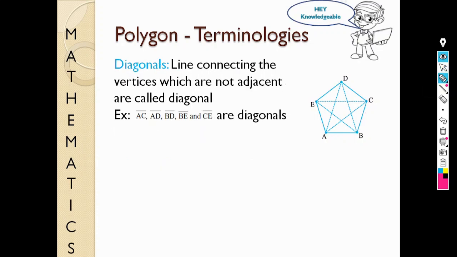What are diagonals? Lines connecting the vertices which are not adjacent are called diagonals. So if you see, A and D are connected through this line, and A and D are not adjacent vertices, so we can call it a diagonal. In the same way, B and D are connected by this line, so the line BD is a diagonal.